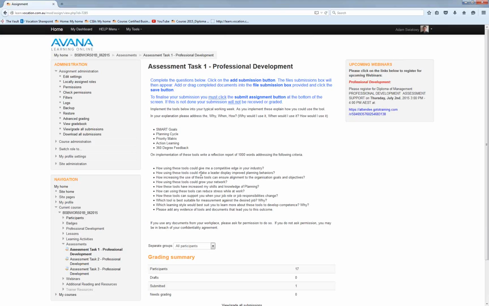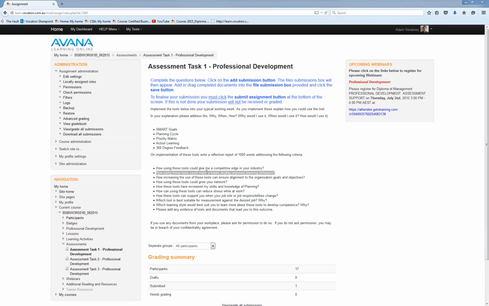Second question: how can using these tools make a leader display improved planning behaviors? How can these tools that you've just gone through improve your planning behavior? And generally speaking, how can they improve your leadership skill? Leadership is the key theme of this course. It's what everything effectively revolves around. And by leadership, what we're talking about is the ability to relationship manage. It's the ability to motivate, energize, and inspire others to produce work, or to influence others to do more work. So, how can it improve your planning behavior? Anything along those lines is fine.